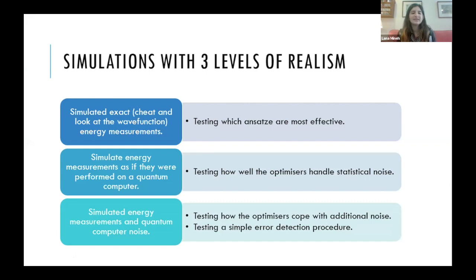The next level is we simulated the energy measurements as if they were performed on a quantum computer, but we assumed that the computer itself was perfect. And this kind of tests which optimizers are good at handling noise, or statistical noise. The final level was we simulated the energy measurements and we simulated noise on top of that. And this allowed us to test error detection procedures and that kind of thing.